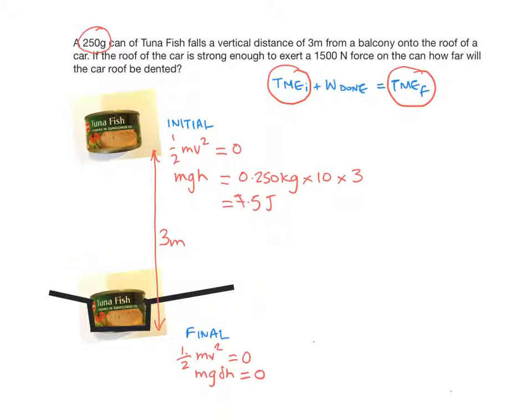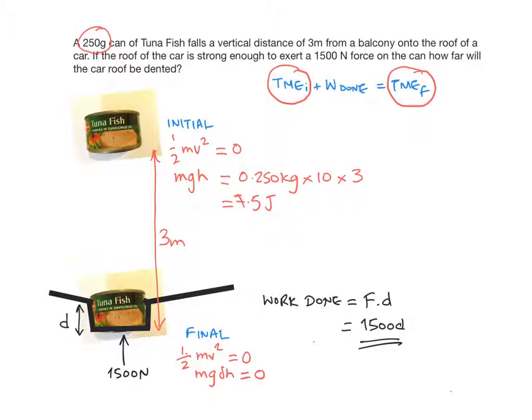The work that was done to stop the body was the force exerted by the roof of the car, which is 1,500 newtons, multiplied by the distance that it acted for, which we will call unknown d, let's say in this case, and the work done can be quantified now as 1,500 times d.